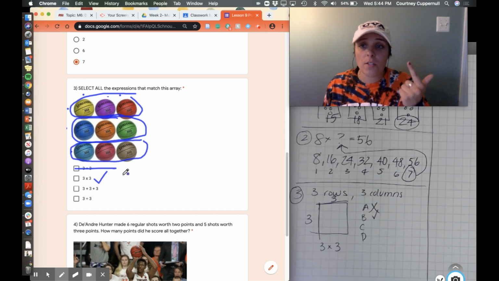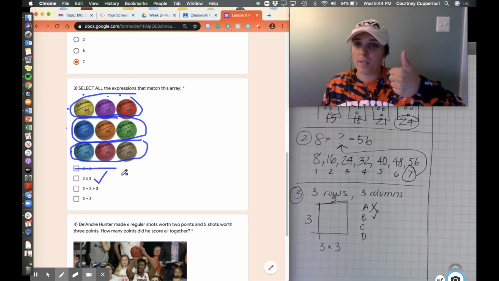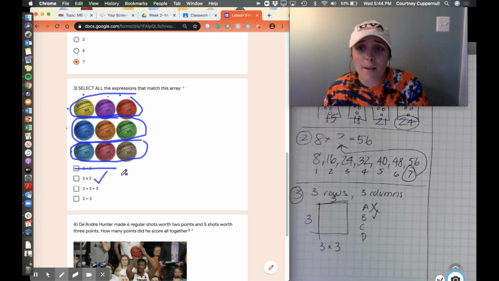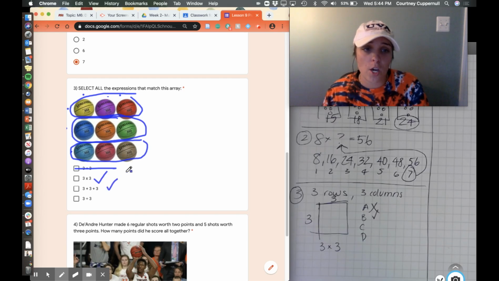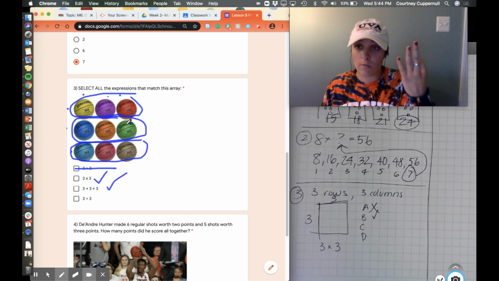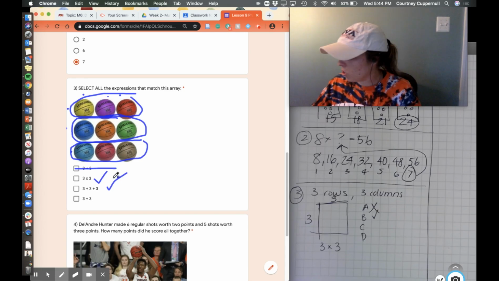Now, does 3 plus 3 plus 3 match this array? Evaluate. Yeah, if you have a thumbs up, go ahead and give yourself a spicy meatball cheer because absolutely, this totally matches. We talked about how earlier 3 plus 3, answer A, didn't match because it only had 2 rows, and we have 3 rows. Since this accounts for 3 rows, there's 1, 2, 3 groups of 3. Yeah, it totally matches. So you can give C a check.